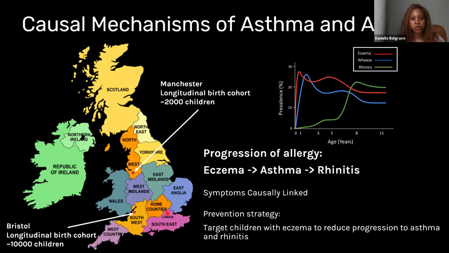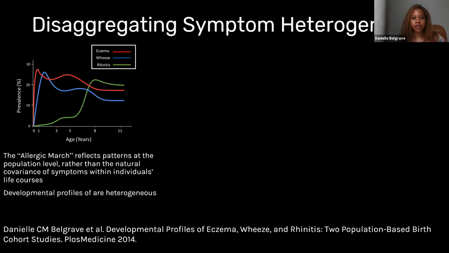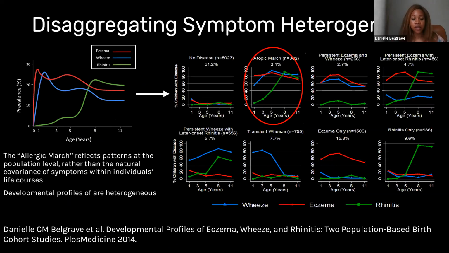So using machine learning, we used hidden Markov models to try to condition what happens at one age on what happens at the previous age. So are these really causally linked? Or are they independent? And what we see is that if we look at the population today, anywhere in the world, the profile of eczema, wheeze, and rhinitis, or hay fever, follows this sort of profile where it looks as though they're causally linked. But when we use this hidden Markov model to disentangle this heterogeneity, what we see is actually on an individual level, only 3% of patients follow this sort of profile.